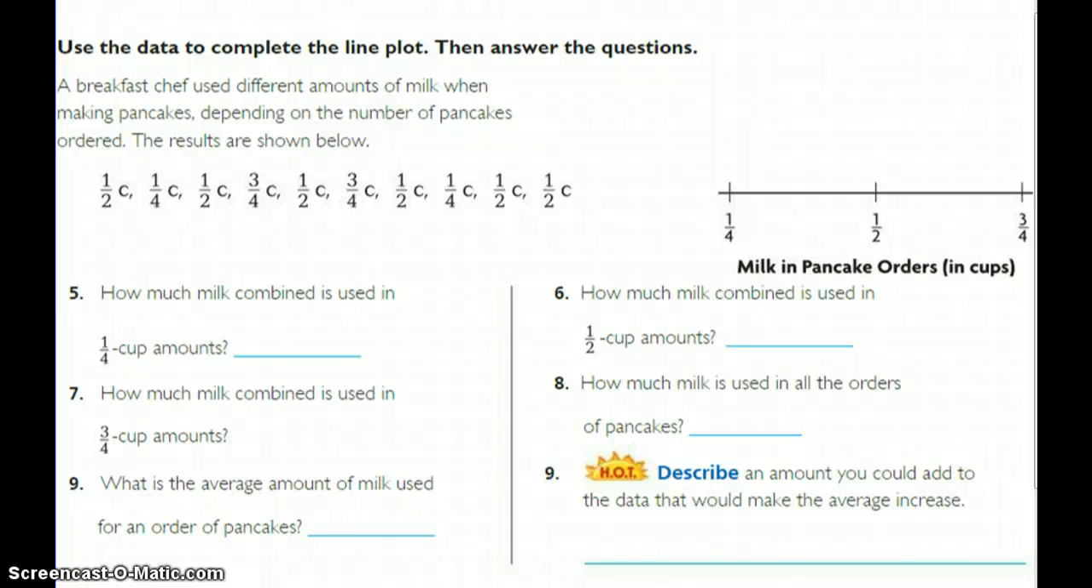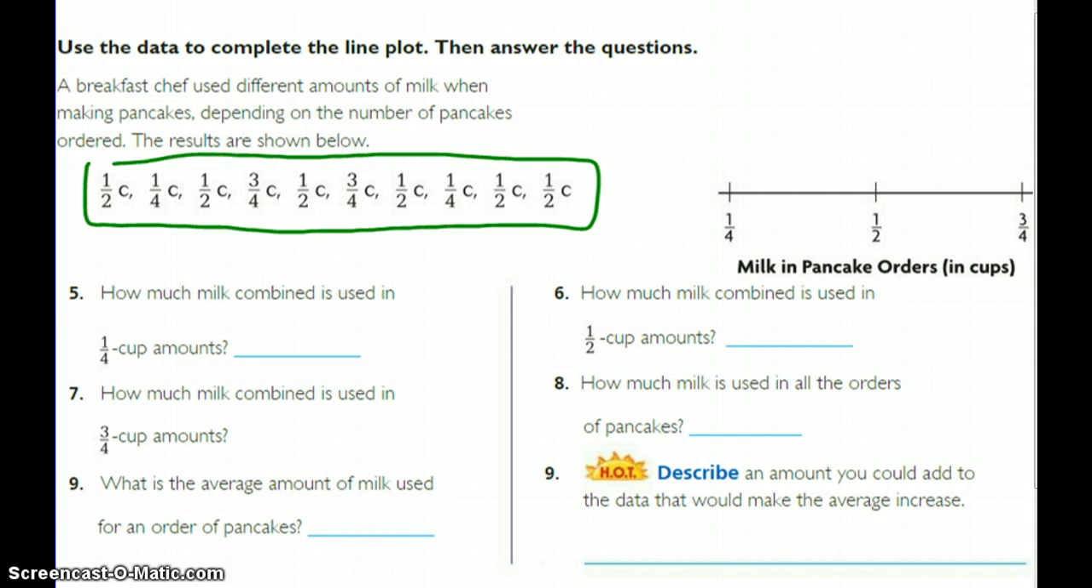Okay, so I'm going to show you how to solve this series of questions so that you have no problem when you go to do your homework tonight. So to begin, the question says, a breakfast chef used different amounts of milk when making pancakes, depending on the number of pancakes ordered. The results are shown below. And so here we get our set of data.